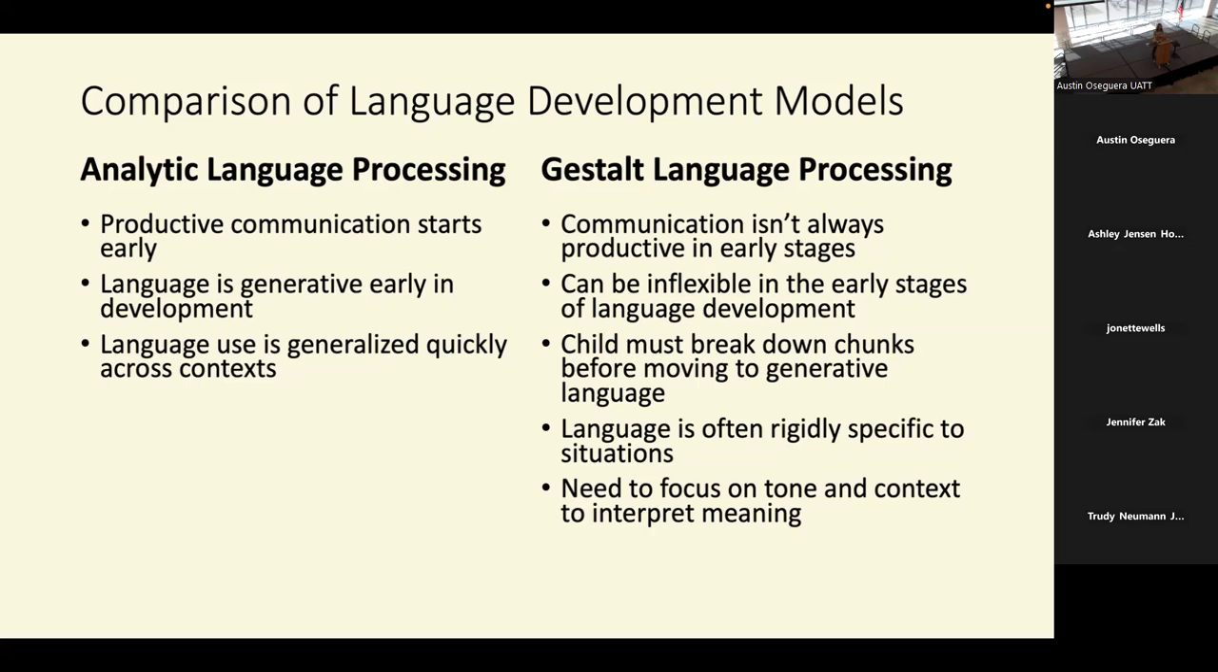And then the Gestalt language processing can be inflexible in the early stages. It can be really rigid, and the child has to break down the chunks before they can move on to that generative stage where they can manipulate and really tailor the language to make it their own. It's often rigid, and there's a need to focus on tone and context to interpret the meaning. So a lot of the inflection and understanding, and we're going to get into this later, but really understanding the tone and the context more than the message, or just as much as the message, is important.